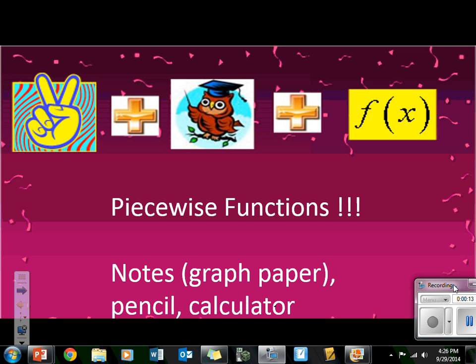Okay, so if you take out your notes, you'll need 3 pieces of graph paper. If you don't have graph paper in your notebook, you'll also need a pencil and a calculator. And remember, you can always get graph paper off my website if you need to.